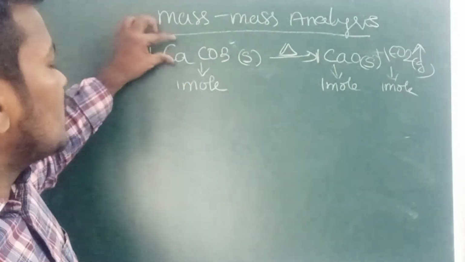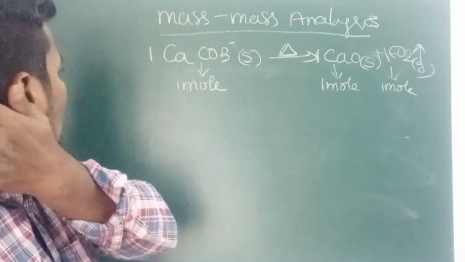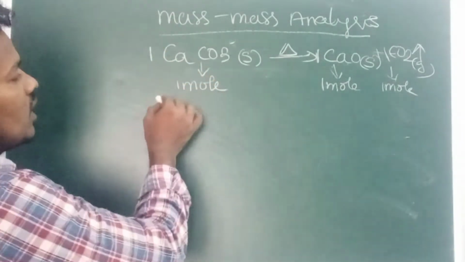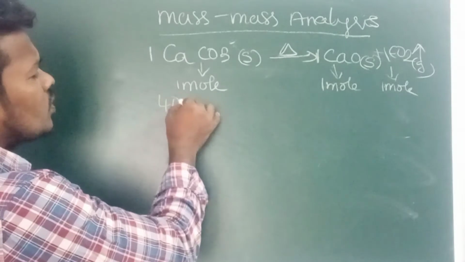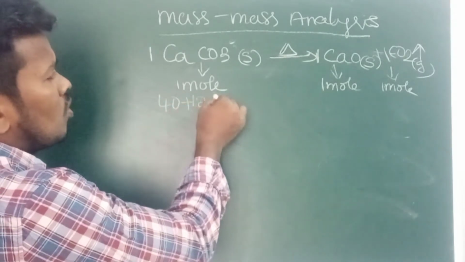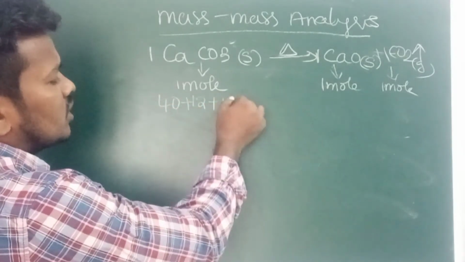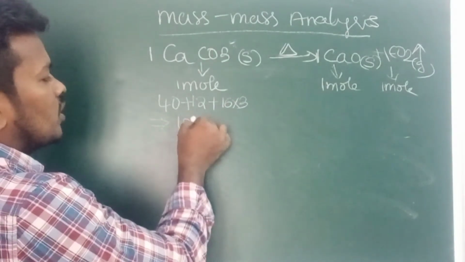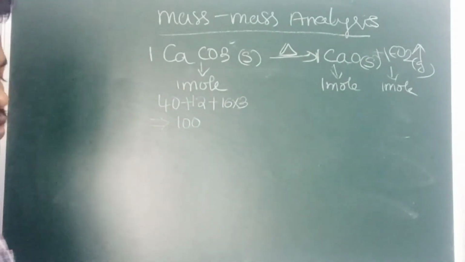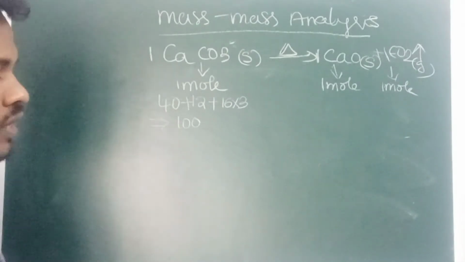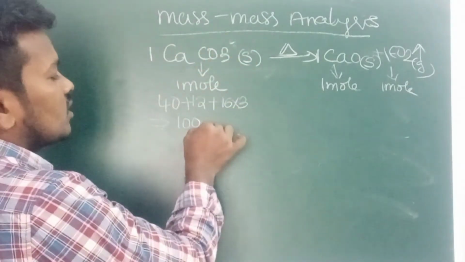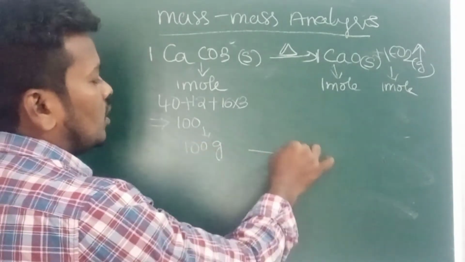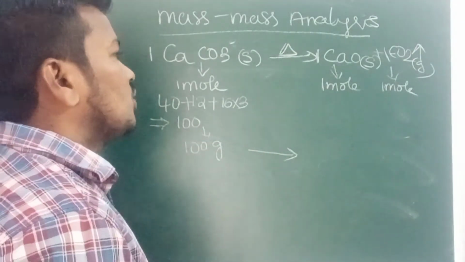So here, find out the molecular mass of calcium carbonate. Calcium is 40, carbon is 12, one oxygen is 16, into 3, nothing but 48. If you add the sum, the total will become 100. So 100 amu, but taking 1 mole, it will become 100 grams of calcium carbonate.